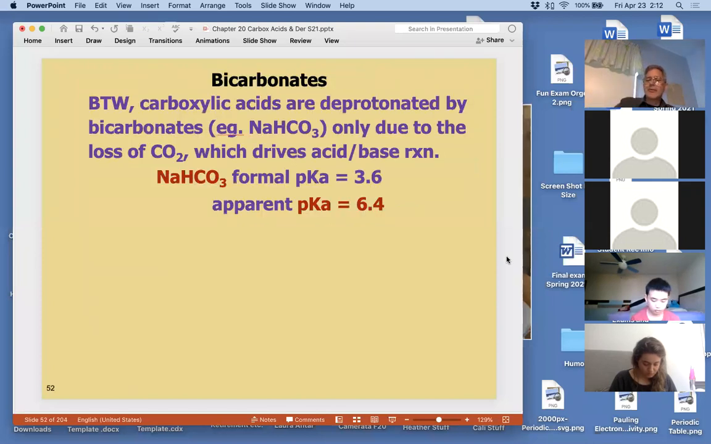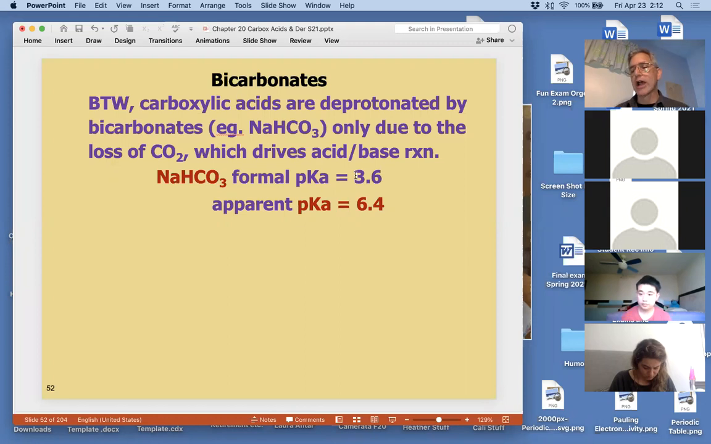Okay, I want to make a comment about bicarbonates, risking going a little too far. So bicarbonate is the monosodium salt of carbonic acid, right? And so what is the pKa of sodium hydrogen carbonate, to give it a formal name, sodium bicarbonate? Well, its formal pKa is 3.6. The pKa means the conjugate acid, okay? So we're really talking about the pKa of carbonic acid. So the formal pKa of carbonic acid is 3.6.